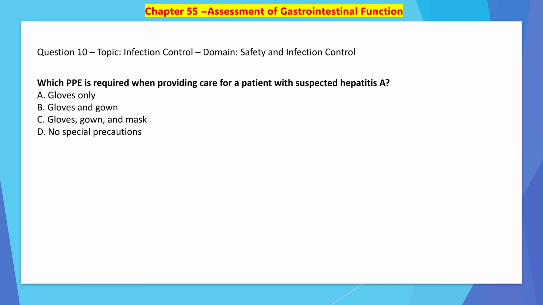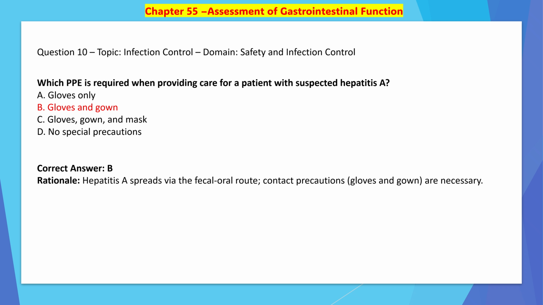Question 10. So we have 6 more to go. NCLEX domain, safety and infection control. Which PPE is required when providing care for a patient with suspected hepatitis A? Gloves only, gloves and gown, gloves, gown, and mask, or no special precaution. It's gloves and gown. Hepatitis A spreads via the fecal-oral route. Contact precautions, gloves and gown, are necessary. This is very important and might be on the NCLEX for everybody.